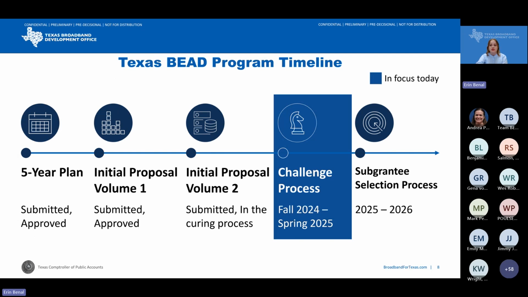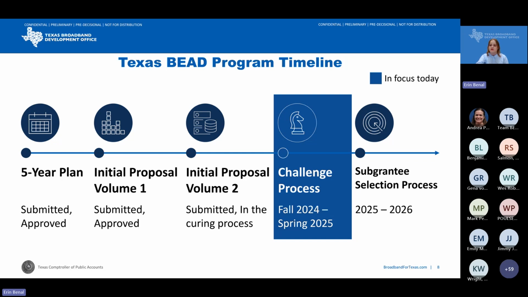The BEAD program is divided into 4 main stages. The first stage was the development of the 5-year action plan, which was approved in August of 2023. The 5-year action plan provided an analysis of the state of broadband to guide the BDO throughout the development of the initial proposal. The second stage was the development of the initial proposal.